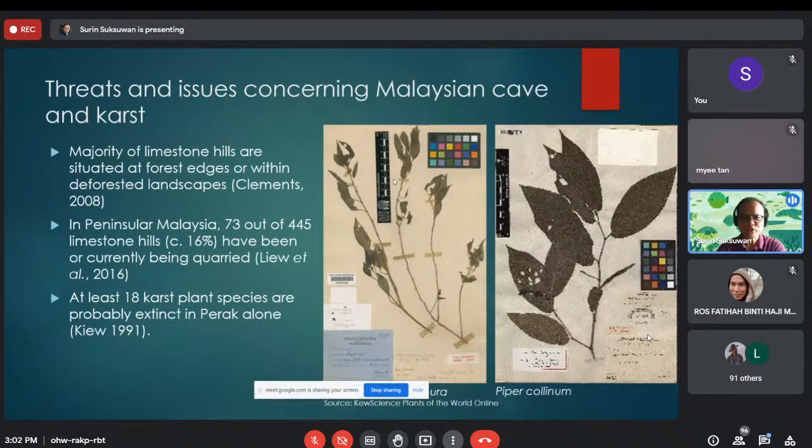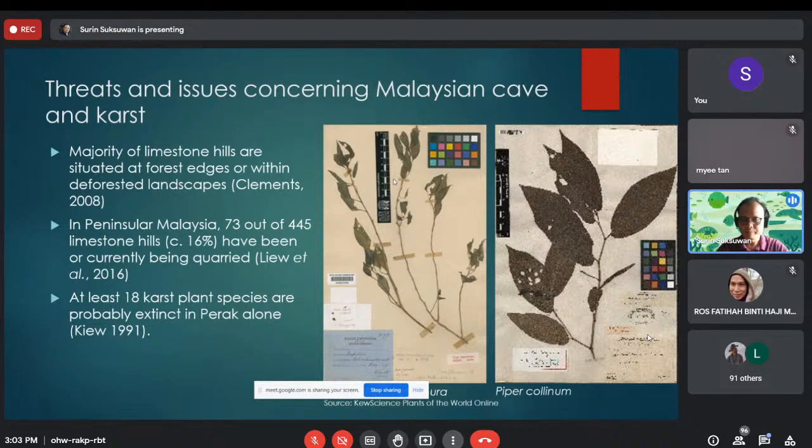And the other thing that's also quite alarming about our limestone hills is that 73 out of 445 limestone hills in Peninsular Malaysia, and that could be a bit outdated already. I think the number of limestone hills has gone up, but something like 16% of limestone hills have either been quarried or are being quarried, right? So that's quite a large proportion of our limestone hills.